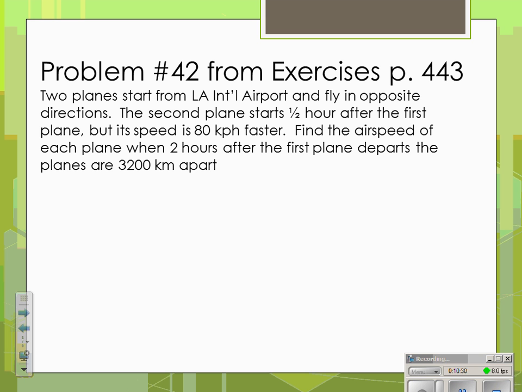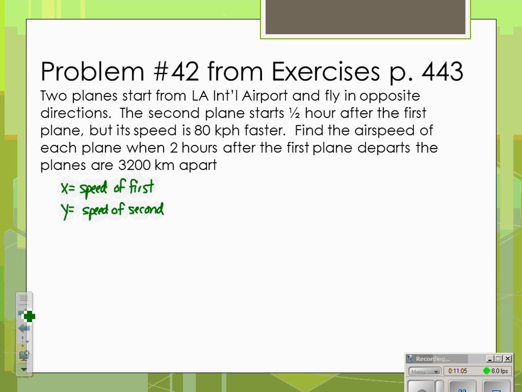So let's do a couple of things. We have two planes going on. So let's let X be the speed of the first plane. Okay, so we're trying to figure out speeds of planes here, so that's obviously what our variables are going to need to be. We'll let Y end up being the speed of the second plane.